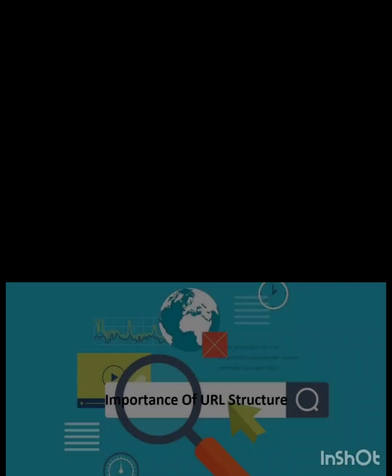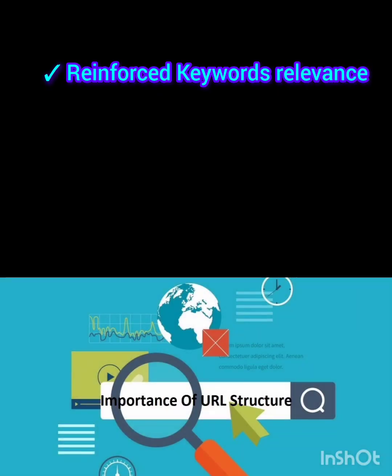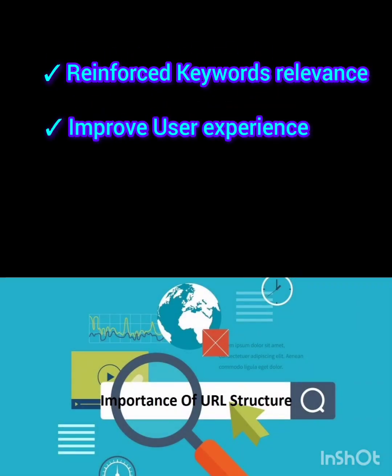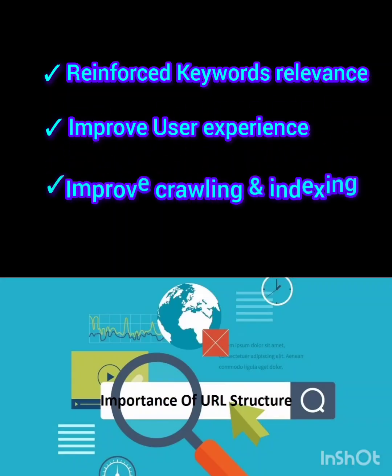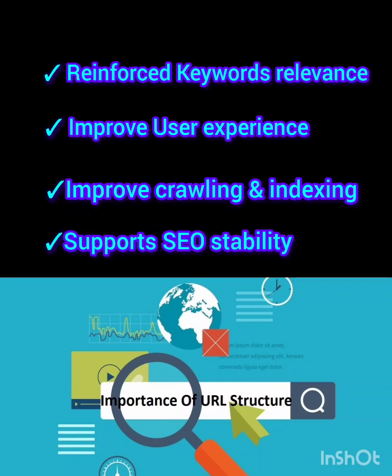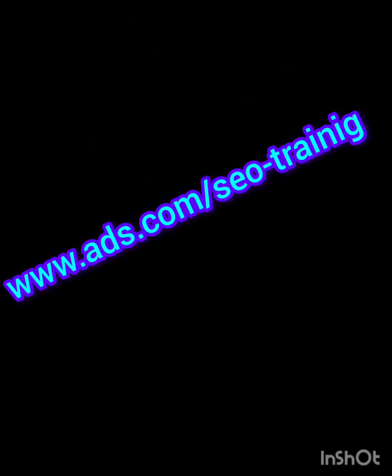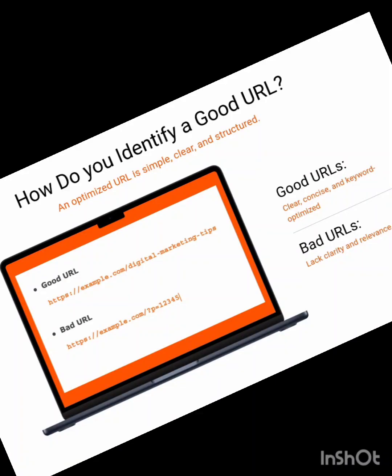So URL optimization reinforces keyword relevance, it improves user experience, it helps crawling and indexing. It supports long-term SEO stability. So there are some examples you can note, obviously.